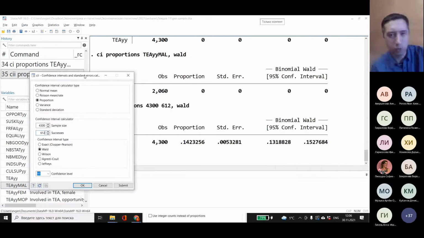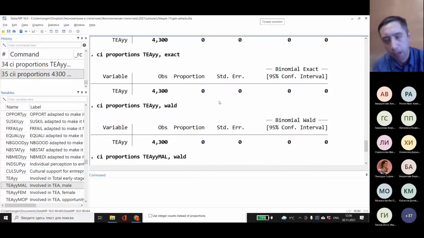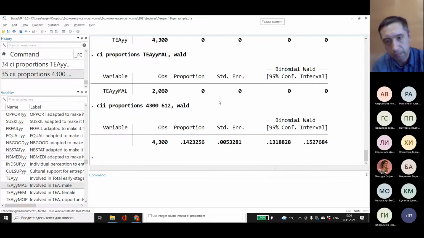Well, you can actually reach the same output using the calculator. Just enter the sample size and the number of successes and set the Wald output. This is a simple confidence interval, and we interpret it as usual. So this is how we can work around this bug. Fortunately, we rarely rely on confidence intervals when we work with proportions.